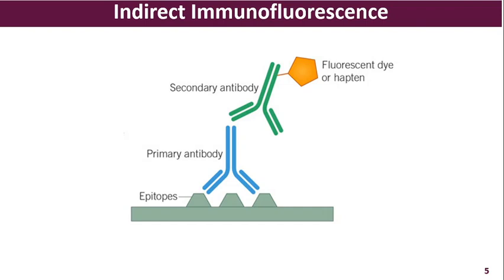After the sufficient wash and excess of primary antibody is washed off, the secondary antibody, which is labeled with the fluorescent dye, is added. The secondary antibody is nothing but an antibody against the primary antibody, which you can call anti-globulin or anti-antibody. This secondary antibody is conjugated to fluorescent dye.